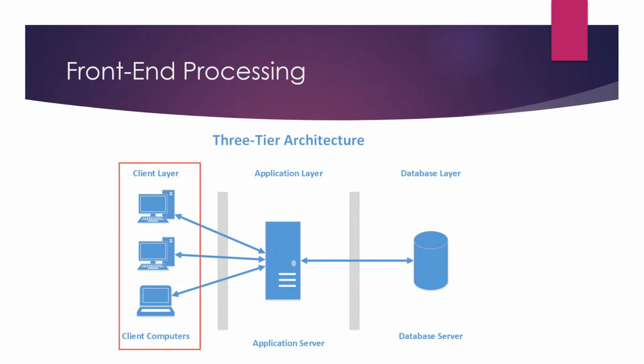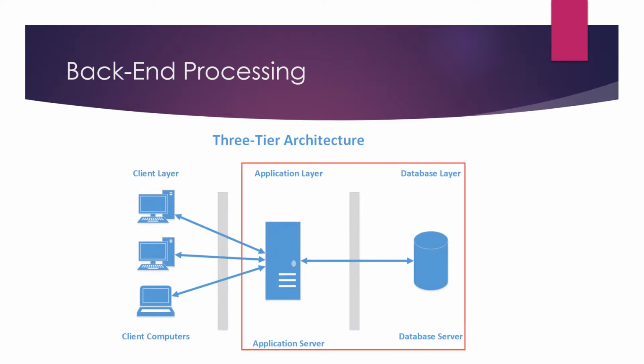Again, like I mentioned earlier, front-end processing is the processing that's done on the client layers. And back-end processing in a three-tier system would be in the application layer and the database layer.